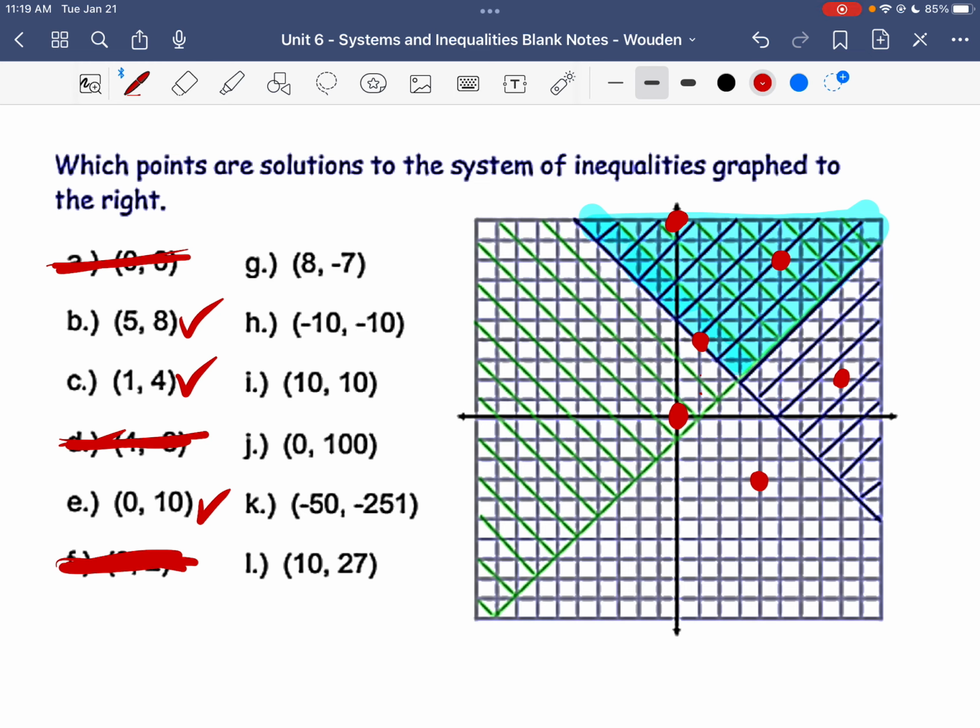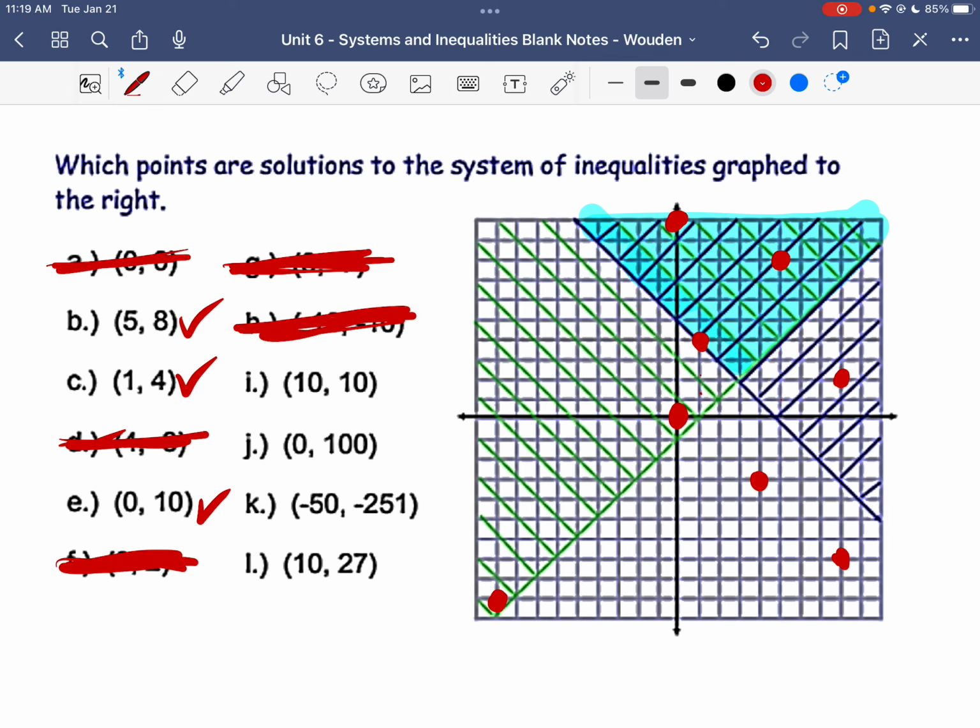So I'm going to go to the right 8, down 7. We automatically should have known as we were graphing that, because we were going down, it's not in our shaded area. Okay, (-10, -10). That's going to be somewhere over here. That is not in our shaded area.